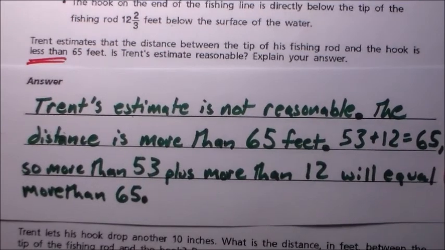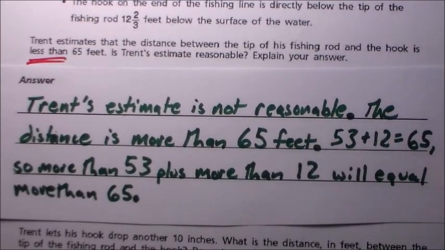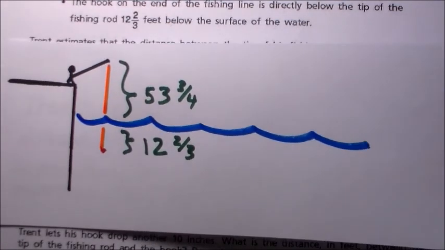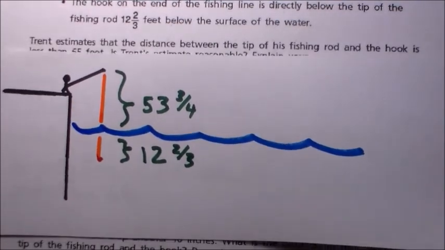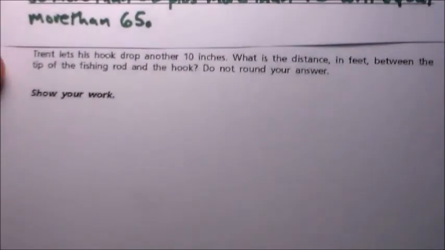And this is how I would say it. Trent's estimate is not reasonable. The distance is more than 65 feet. 53 plus 12 equals 65, so more than 53 plus more than 12 will equal more than 65. I've seen other students word it even better by saying the fractional parts will make it more. But the answer is no. Trent's estimate is not reasonable. Okay, on to the second part.